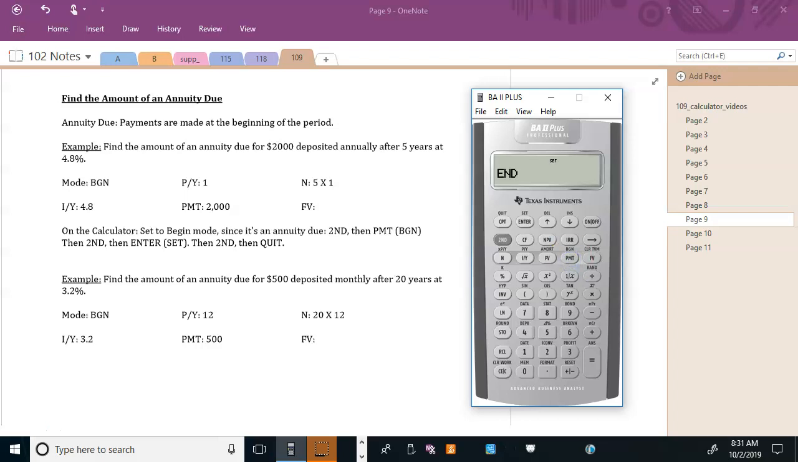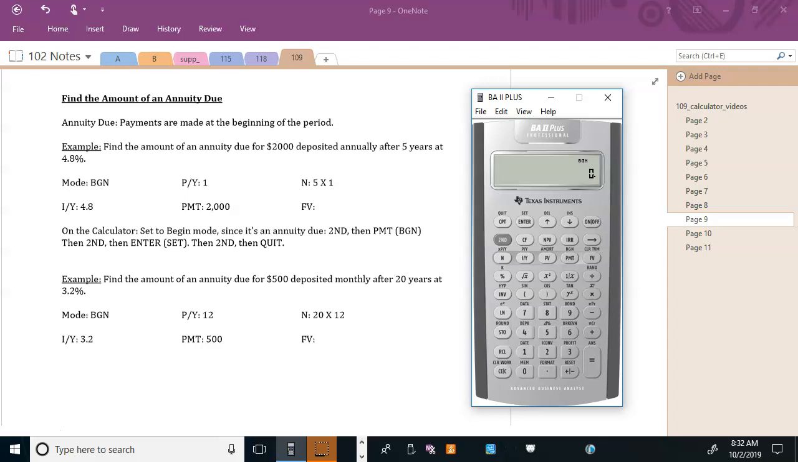Now most of the time we want to be in end mode, and that's true for ordinary annuities. But if it's annuity due, I want to be in begin mode. So if I hit second enter, that changes it to begin mode. On the upper right side of that menu, you can see BGN. That is my calculator's way of telling me I am in begin mode. And again, I only want that when I'm specifically told that this is an annuity due problem. So then let's hit second quit to exit that. And again, my calculator still says begin mode to remind me of what mode I'm in.